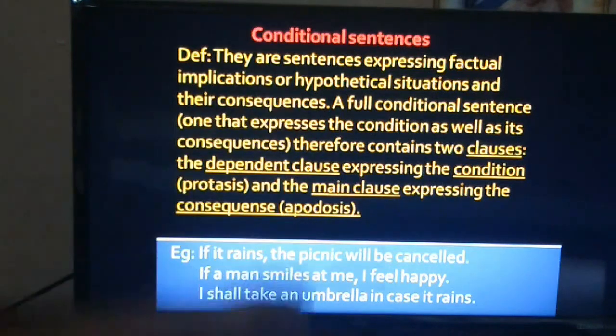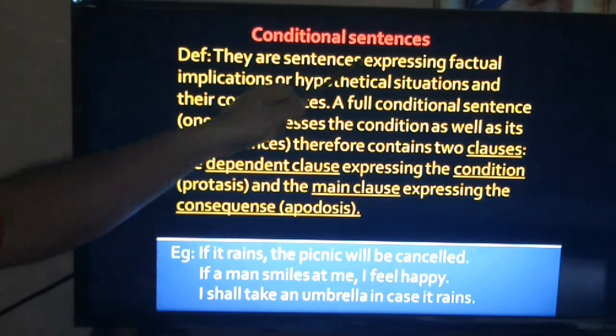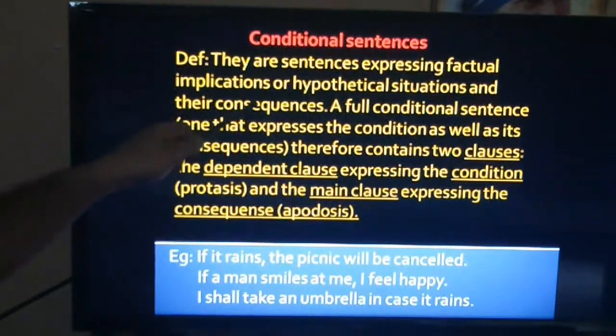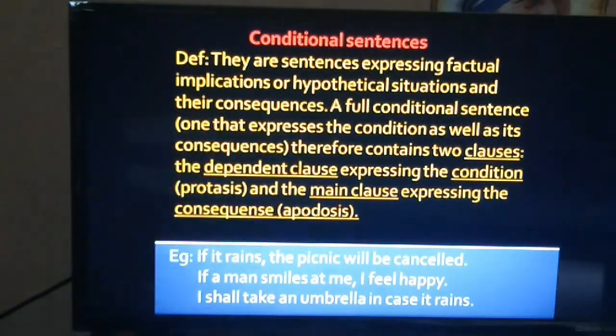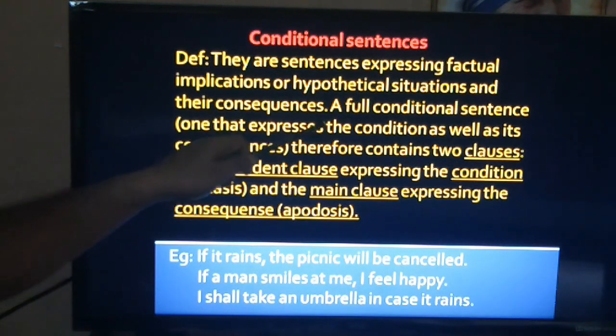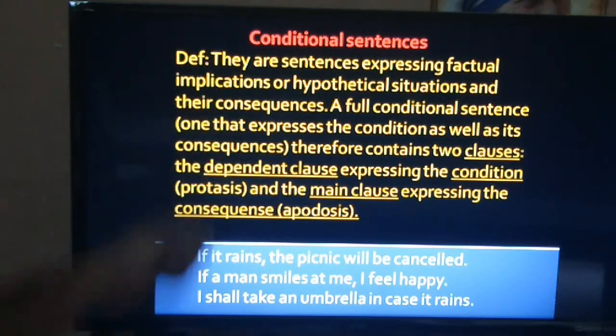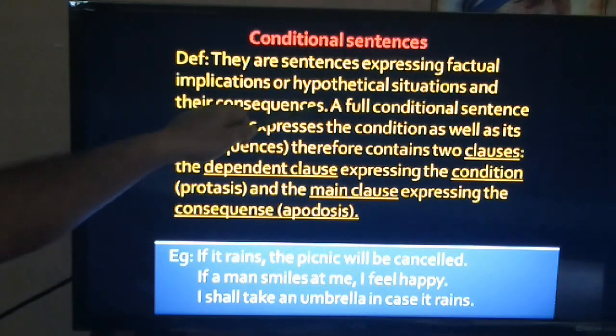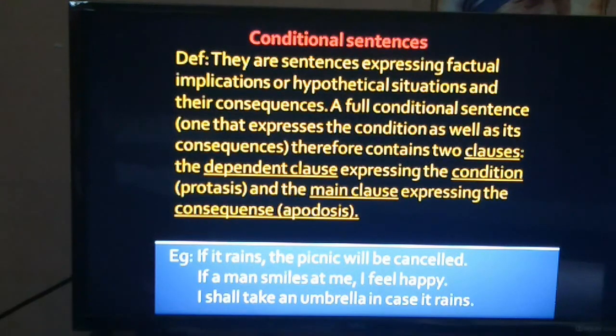So, conditional sentences. A definition given to conditional sentences: they are sentences expressing factual implications or hypothetical situations and their consequences. Factual implication and hypothetical situation. What is fact? What is hypothetical? We know fact means something true and hypothetical is something unreal or may not be real. Possibly it can be real, or most probably it is not real.